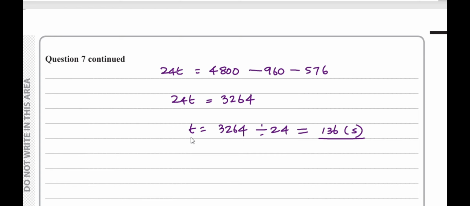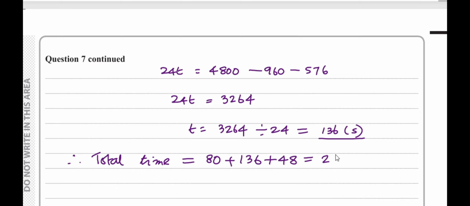Okay. So it is not the total time. This is just the time of that constant velocity section, that is the rectangle, right? Therefore, the total time taken is equal to, so the first one was 80 seconds, second one was 136, and the third one is 48, and that's equal to overall 264 seconds.